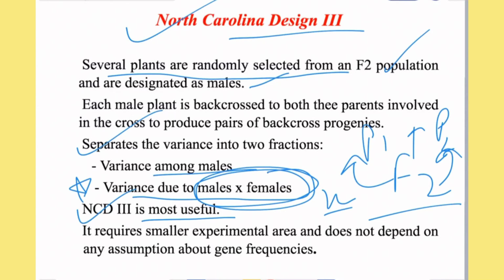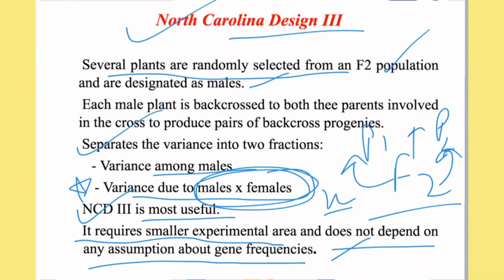NCD1 is the least powerful design. This NCD3 requires a small experimental area compared to NCD1, and obviously NCD2 requires a much larger experimental area. And this NCD3 also does not depend on any assumptions based on gene frequency, while NCD1 and NCD2 depend on one out of 8 genetical assumptions.